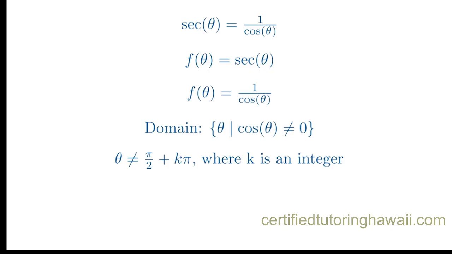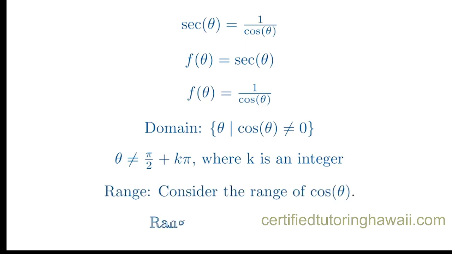Remember, an asymptote is a line that the function's graph gets arbitrarily close to, but never actually touches. To find the range, or the set of possible output values for secant, let's consider the range of cosine. The range of cosine theta is between -1 and 1, inclusive. Since secant is the reciprocal, what happens to its values? If cosine theta is 1, secant theta is 1 over 1, which is 1. If cosine theta is -1, secant theta is 1 over -1, which is -1.